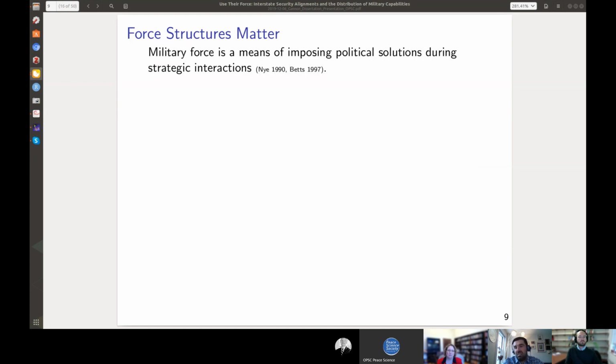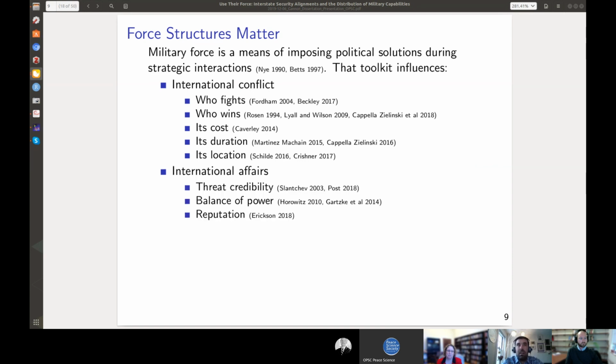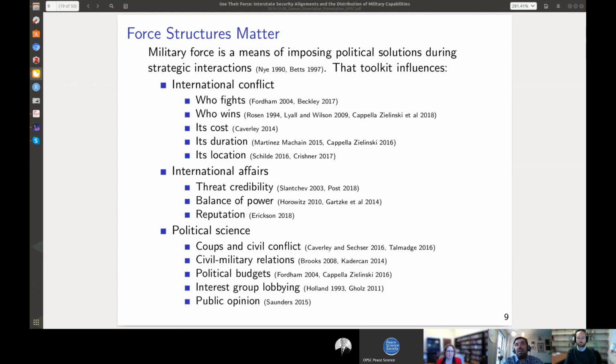And we know that the exact composition of a state's military matters for a whole host of things that we're concerned about. It's how states impose political solutions during strategic interactions, and in the international security context, what a state has in its military influences things like who fights wars and who wins these wars. The cost, duration, and location of conflict is a function of what military capacity a state can bring to bear. Within international affairs more generally, threat credibility, we know a lot from the nuclear literature, depends on what specific military assets a country has. The balance of power and reputation are also a function of this. And even stepping back more broadly to political science in general, the risk of coups and civil conflict is affected by what military capacity states have. And domestic issues like budgets, interest group lobbying, and public opinion are all things where it's not just the total amount of military spending, but what is in a state's military that matters.